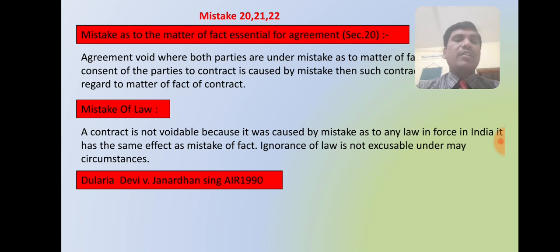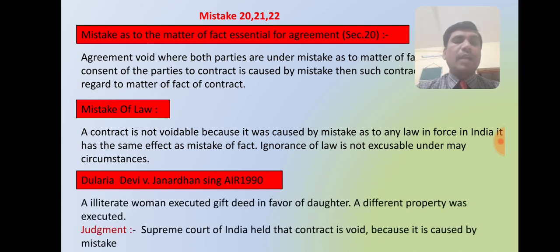Dularia Devi versus Janardhan Singh, AIR 1990. This is a landmark judgment of the Supreme Court of India, where the Supreme Court held that the contract is void because it is caused by mistake. An illiterate woman executed a gift deed in favor of her daughter, but a different property was executed. Property A was going to be gifted, but property B was given. So it was a clear mistake of fact, and the contract is void.